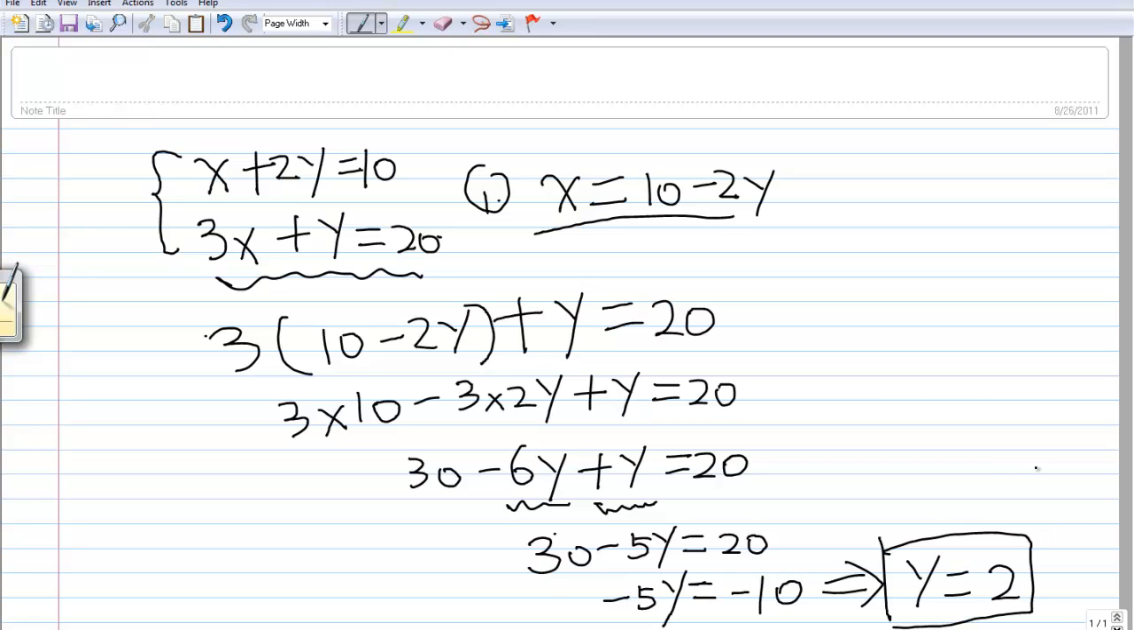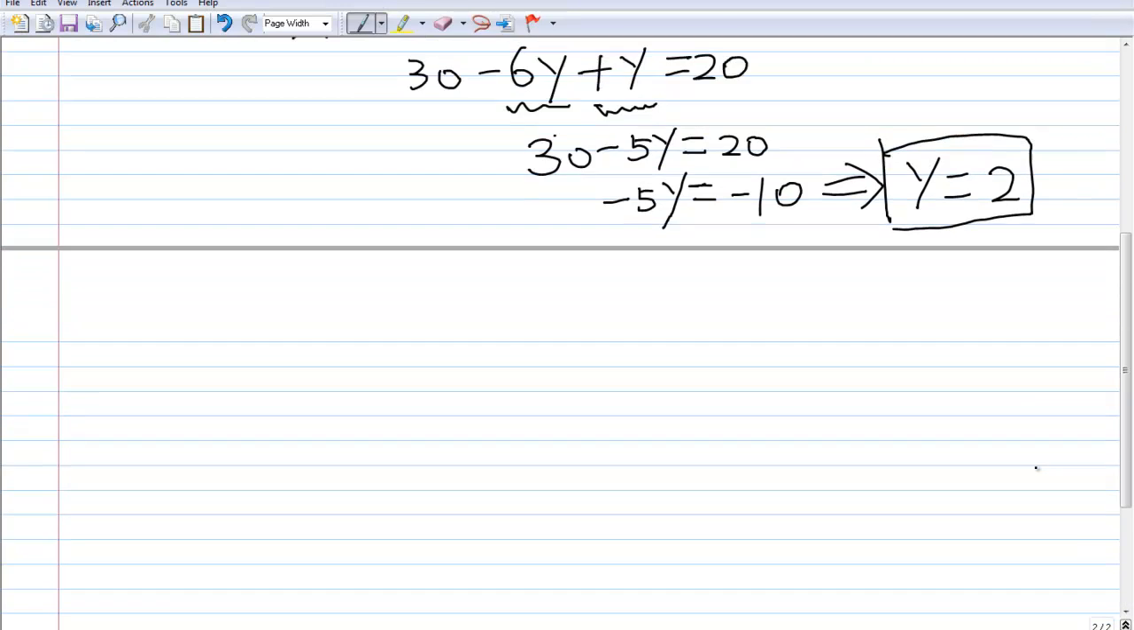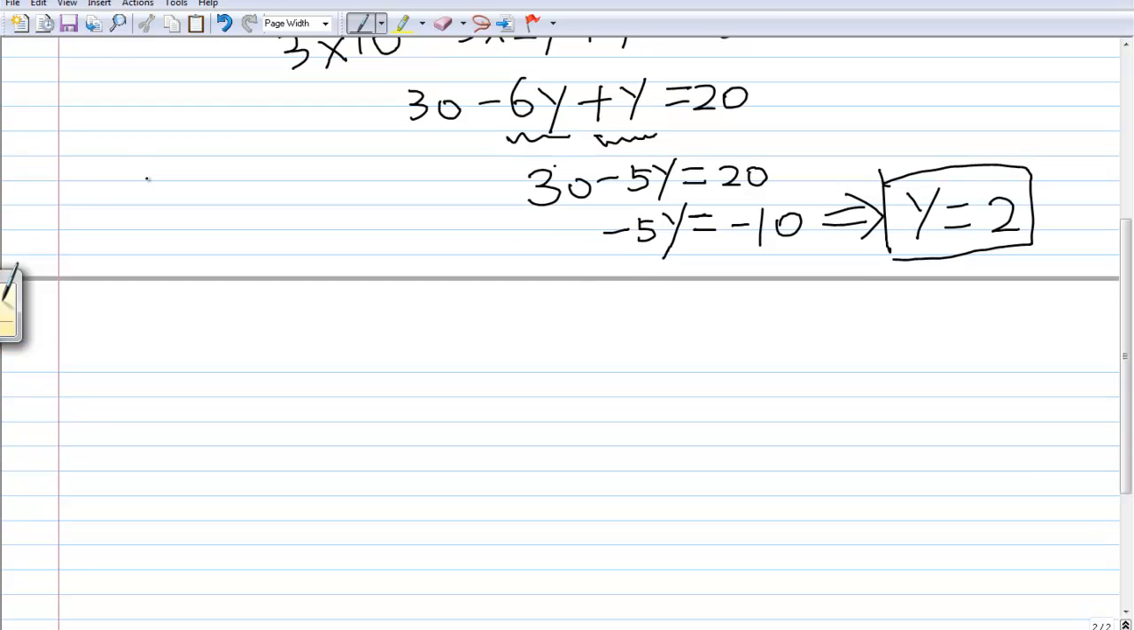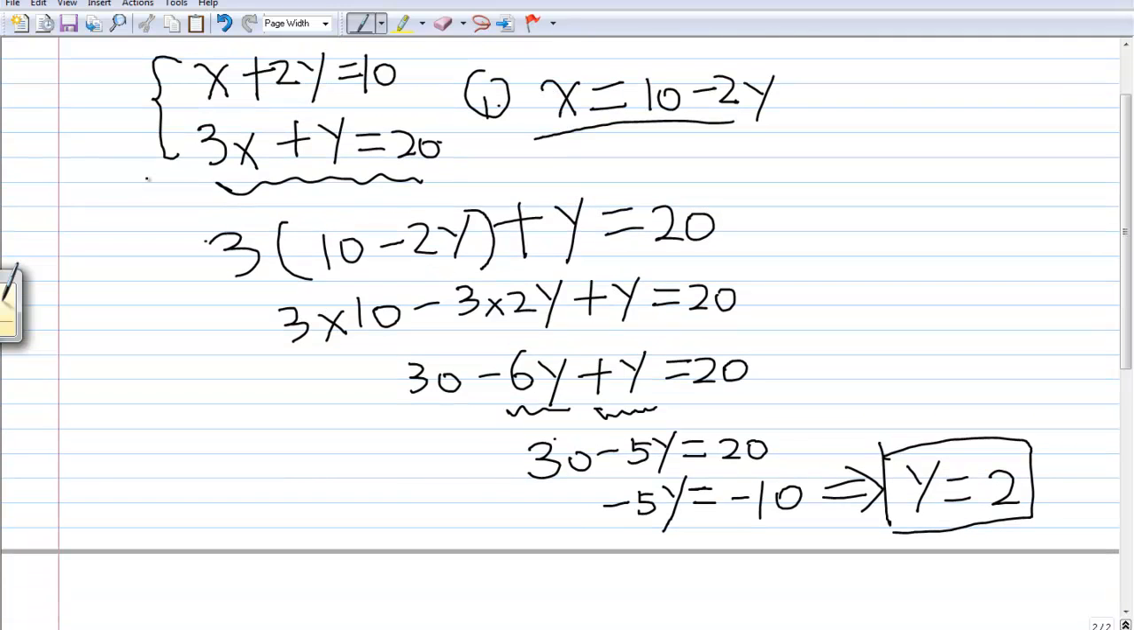But we're not really done yet because that's just one of the unknown variables in this system of two equations. Let's back up a little. We get y equals 2, and the only thing I need to do is substitute y equals 2 into what we found earlier, x equals 10 minus 2y.